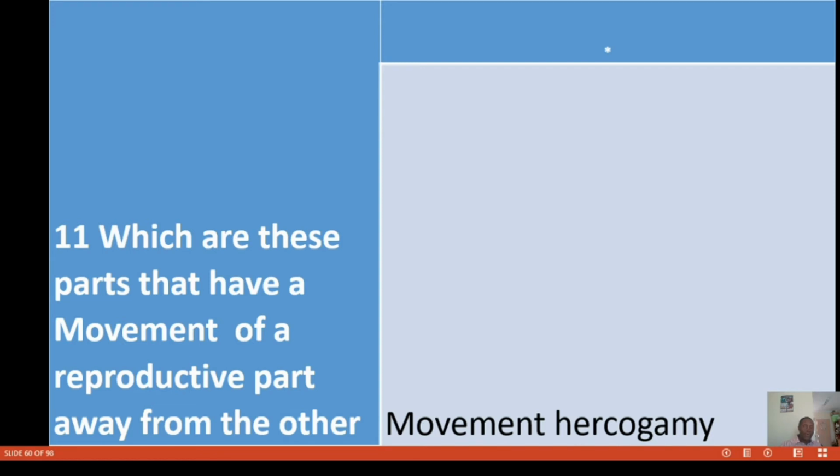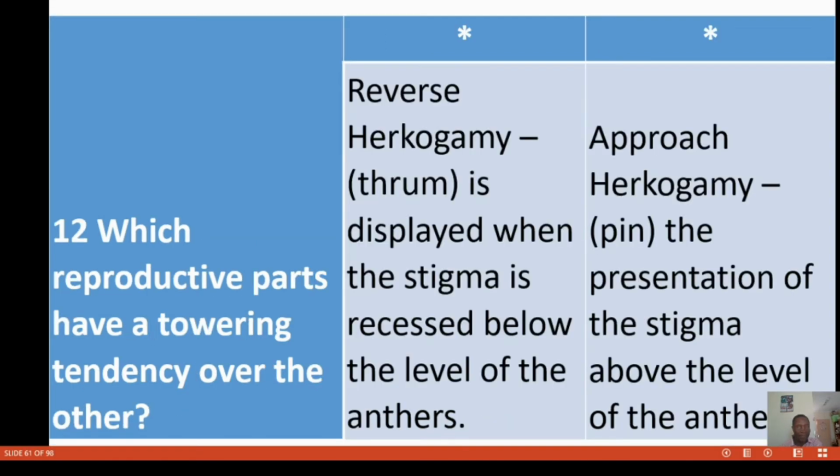Now, we have another case where we have some parts in the flower moving away from the other parts in the same flower. It's called movement herkogamy. And this can occur when we have the stigma moving away. In other words, the style is moving away from the anthers in the same plant. Movement herkogamy.